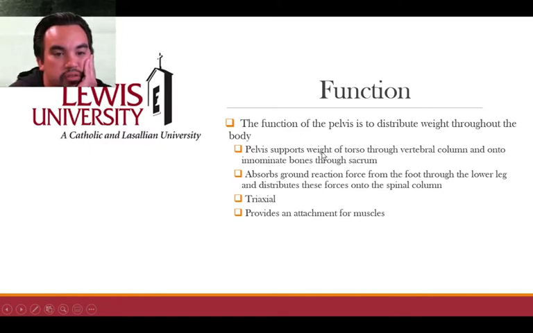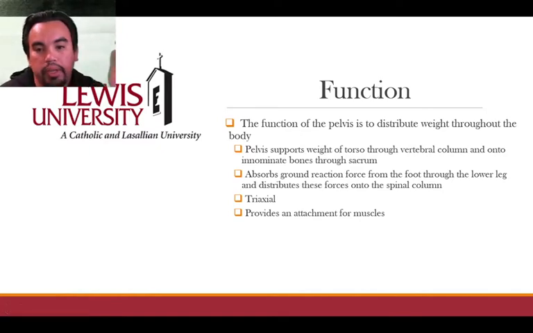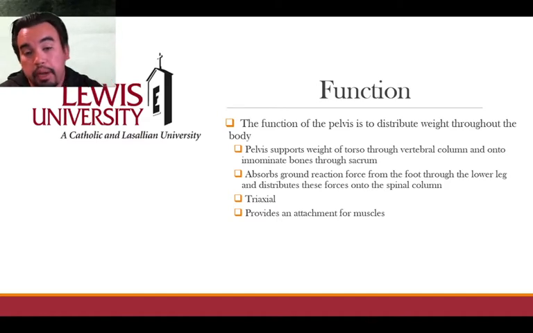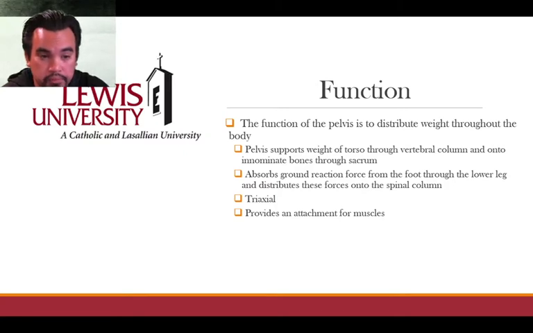The function of the pelvis overall is to distribute weight from the top half of the body to the bottom half, or the bottom half to the top half, depending on the activity. The pelvis supports the weight of the torso through the vertebral column and onto the innominate bones through the sacrum. It absorbs ground reaction force from the foot through the lower leg and distributes these forces into the spinal column. It's a triaxial joint with 3 planes of motion, and it provides an attachment for the muscles.